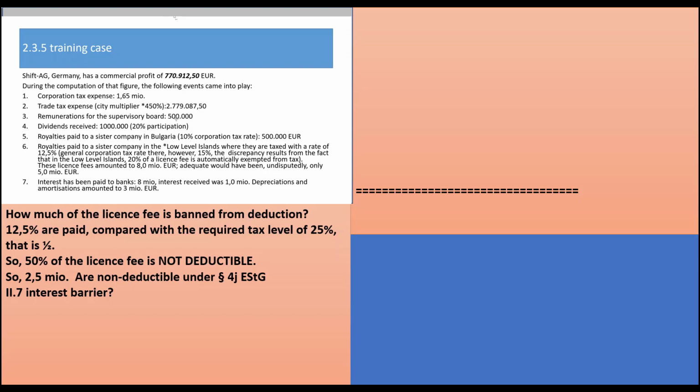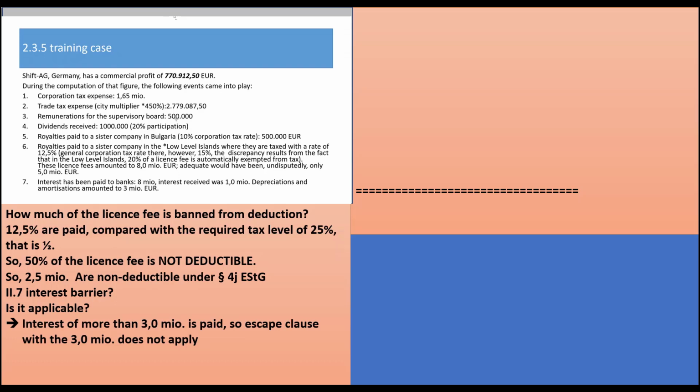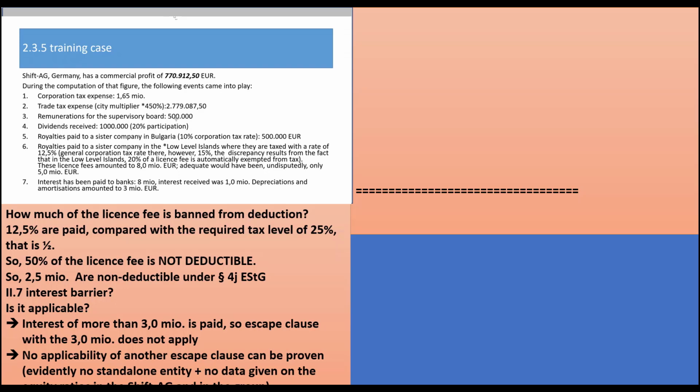There is interest mentioned, so we have to think about the interest barrier. Is it applicable or not? And the answer is it will be applicable, perhaps, because the net interest expense is clearly higher than 3 million. So the escape clause with less than 3 million does not trigger interest barrier rules. That clause does not apply. The other escape clauses are difficult to prove here, because the standalone entity clause doesn't apply here, because Shift AG is definitively part of a group. And there is also no data given which could allow us to prove that the equity ratio in Shift AG is higher than in the total group. And as the taxpayer has to prove the escape clauses, and we can't, we can only conclude the interest barrier applies. Good.